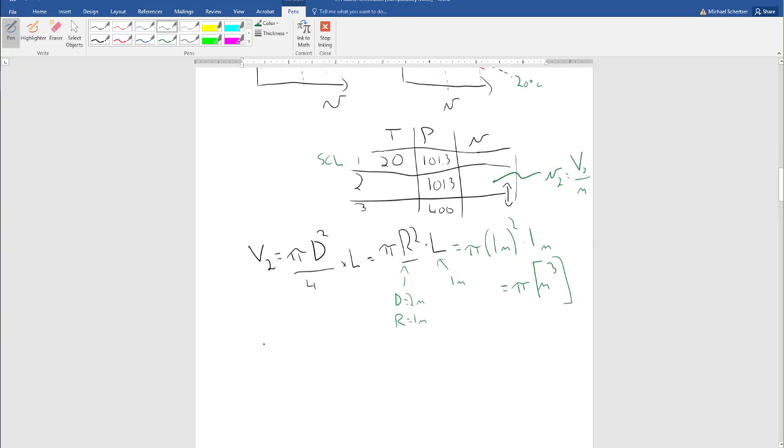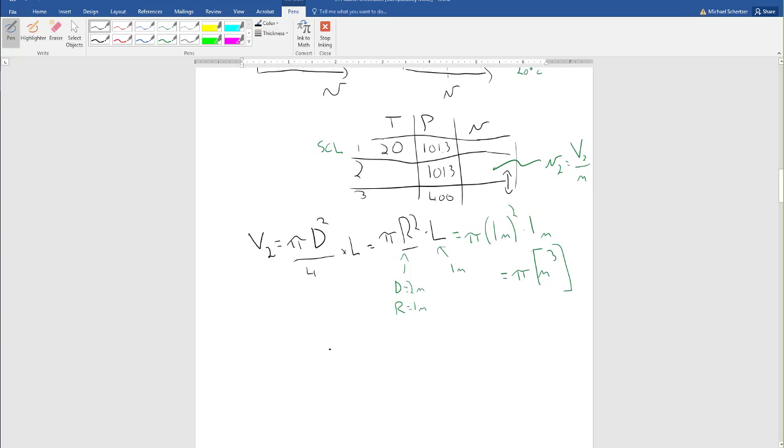But I don't want the volume, I want the specific volume. So V2 is going to be equal to the volume at 2 divided by the mass. So this is going to be pi meters cubed divided by 2 kilograms, which is going to be pi divided by 2 meters cubed per kilogram.